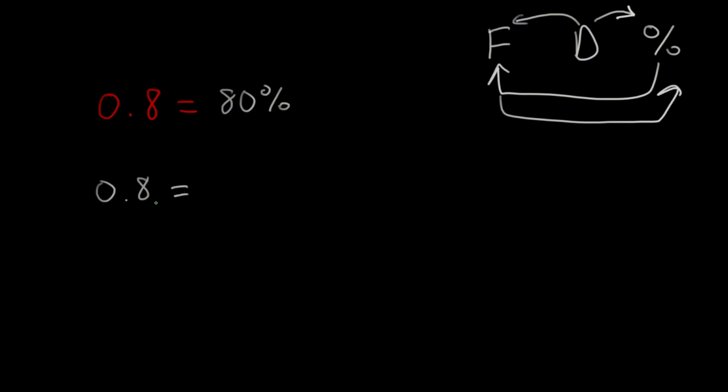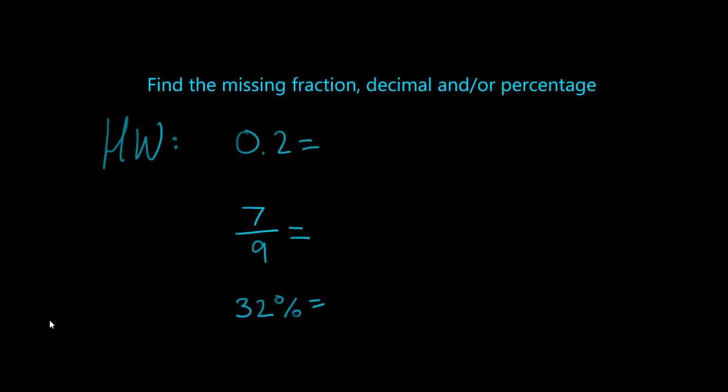So 0.8, we can think of this as 8 divided by 10, since we know that the decimal got moved one place to the left. And that's the same thing as 8 over 10. And then we just need to simply reduce the fraction. That's it for this video. For homework, find the missing fraction, decimal, and/or percentage for the following 3 examples.